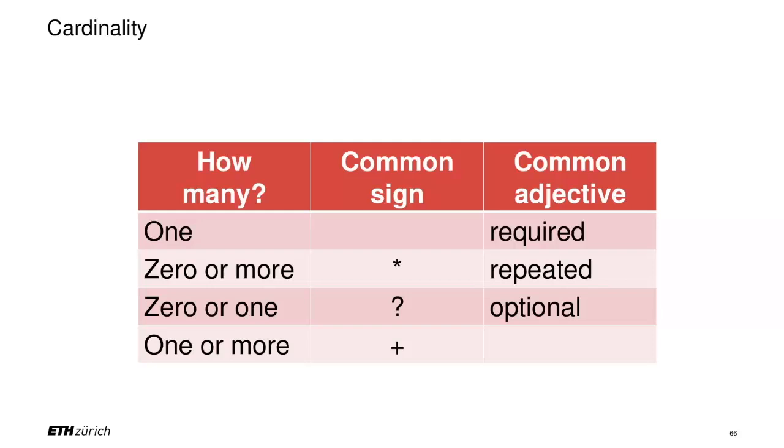For example, for the contents of a JSON array, you could say a JSON array has to be exactly one element, or it has to be 0 or more elements, or it has to be 1 or more elements, right? So that's, for example, for validating a JSON array.